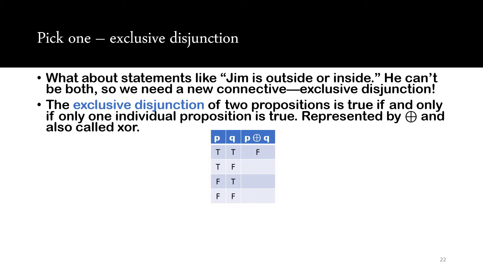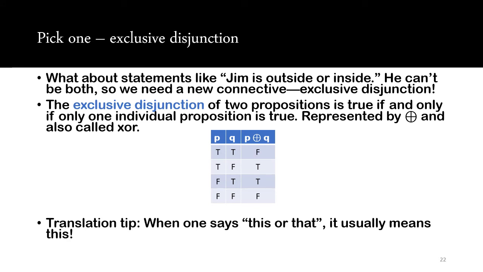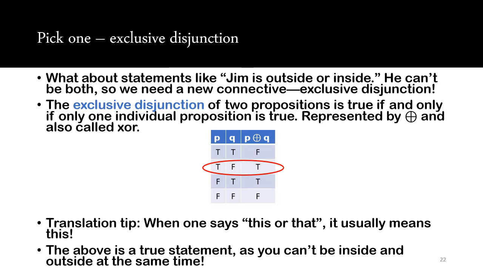This is the difference between exclusive disjunction and normal disjunction. If P and Q are both true, P XOR Q is false. If one's true, it's fine, but you can't pick both and you can't pick none. So this is what usually people mean when they say this or that. And the above is a true statement because you can't be inside and outside at the same time. Let's just say Jim's outside.